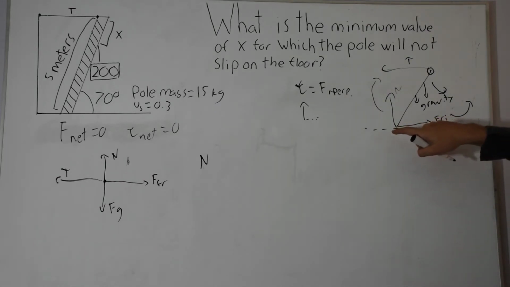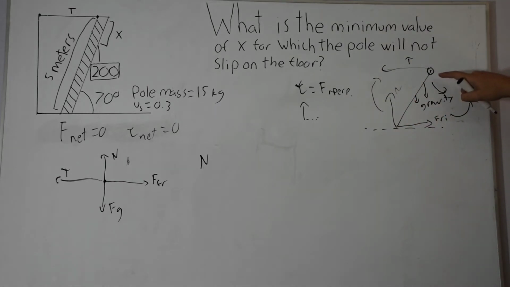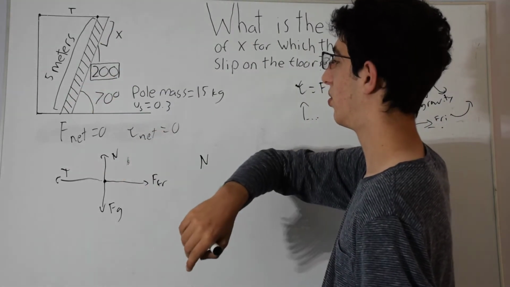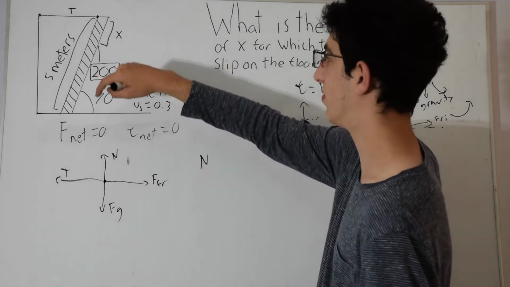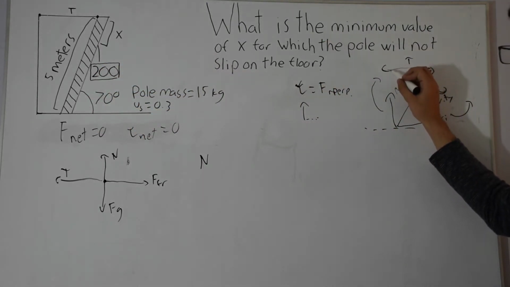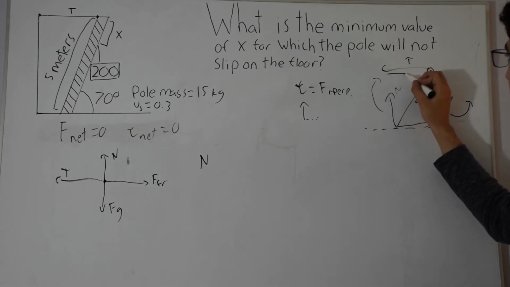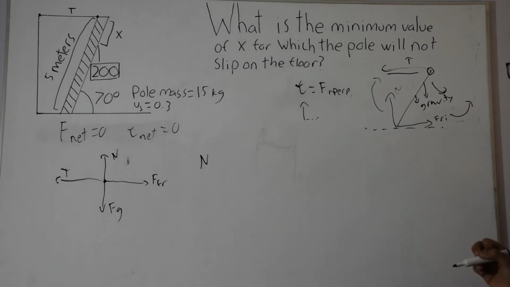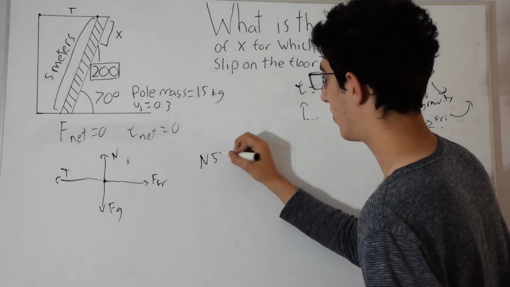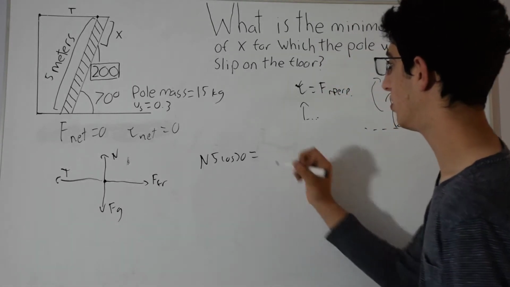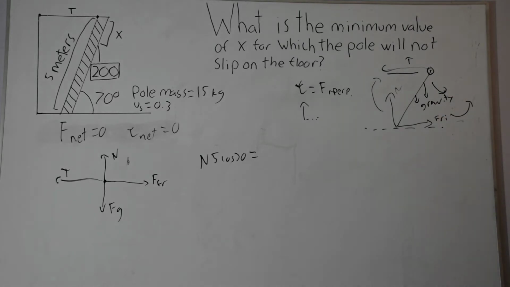And we know that this whole rod is 5 meters. I'll show here. The whole rod is 5 meters. So the r perpendicular is going to be 5 cosine 70. So this line right here is 5 times cosine 70. And that's just geometry. So normal force times 5 cosine 70 equals the torque done by the other side.